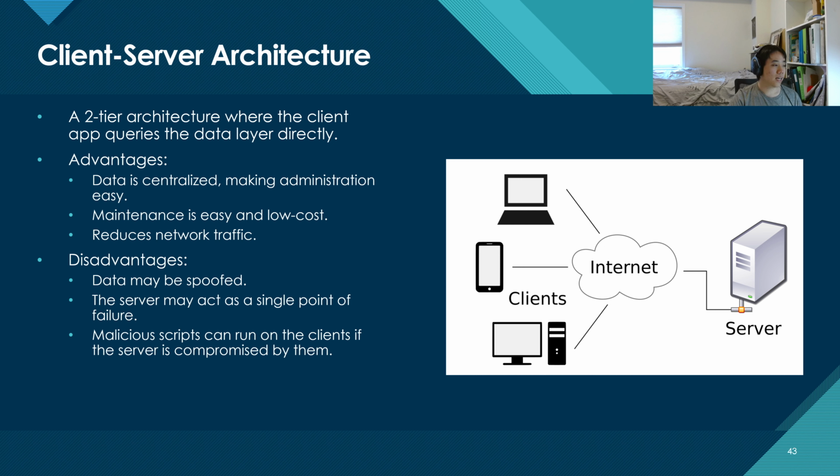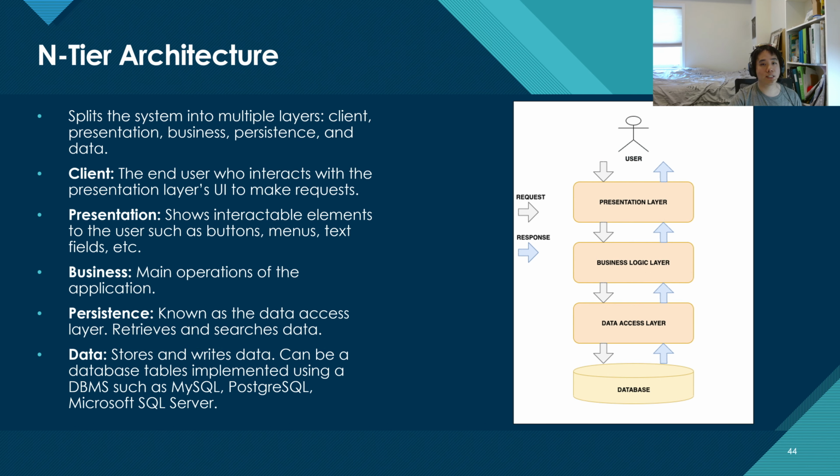And if you're not careful, you may have some bad guy installing a malicious script, and the clients will be compromised because the server might run them on the clients by accident, or might give the bad code to them by accident. Okay, so that's a two-tier architecture.